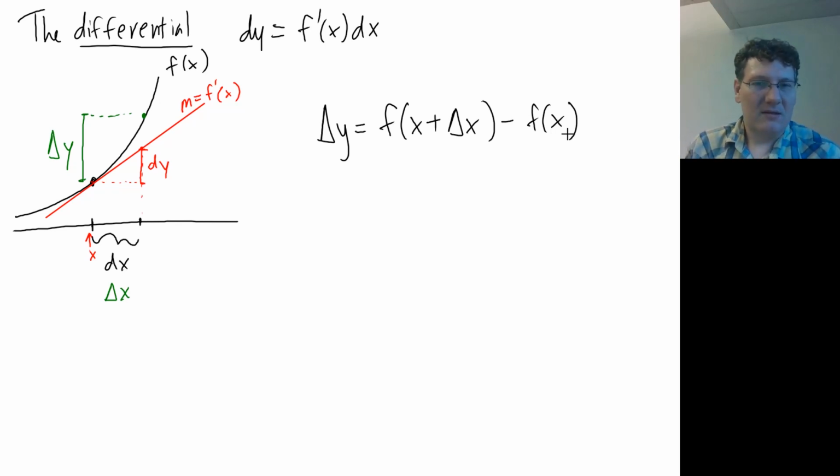So dy, this differential, is kind of like an approximation of the delta y, but you can see how it's going to be off. The larger dx or delta x is, the more these two are going to differ, right? So you could think of the gap between them as some sort of error of approximation.